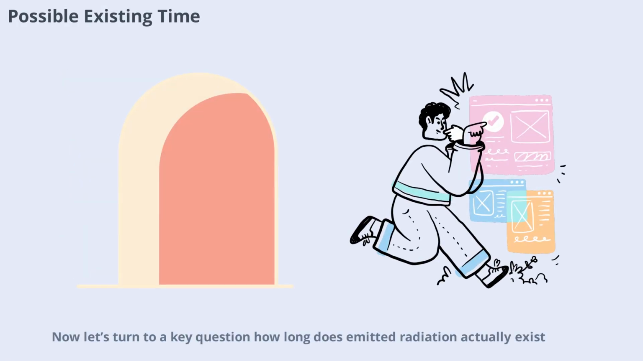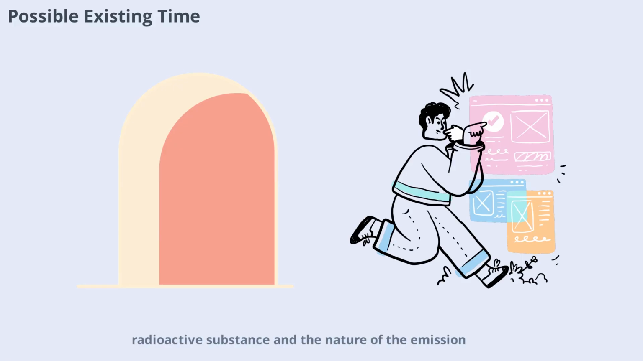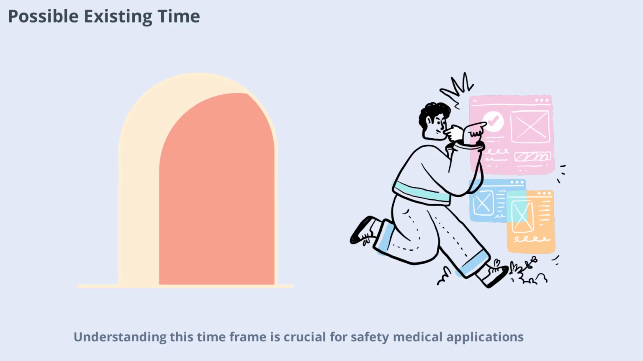Now let's turn to a key question. How long does emitted radiation actually exist? The duration depends on the properties of the radioactive substance and the nature of the emission. Understanding this time frame is crucial for safety, medical applications, and environmental monitoring.